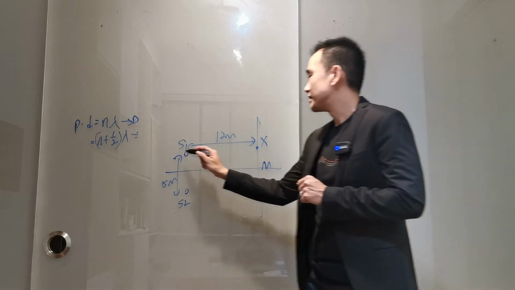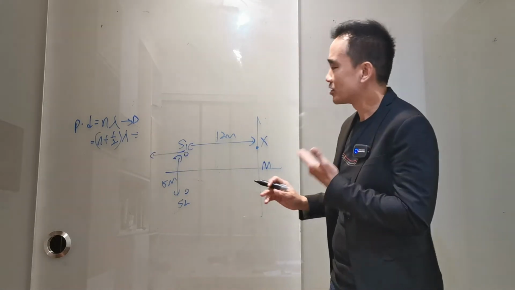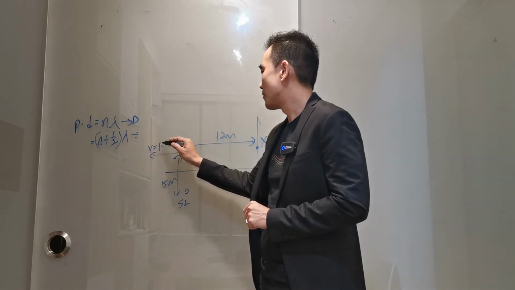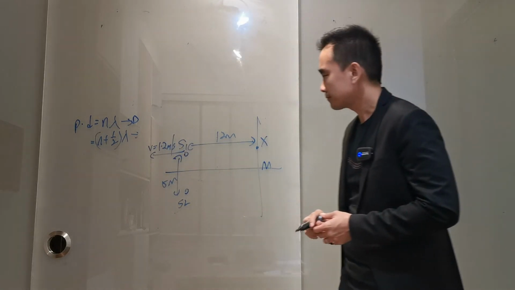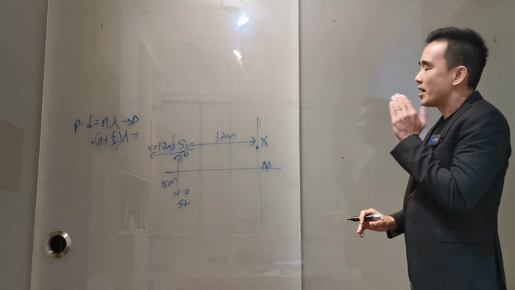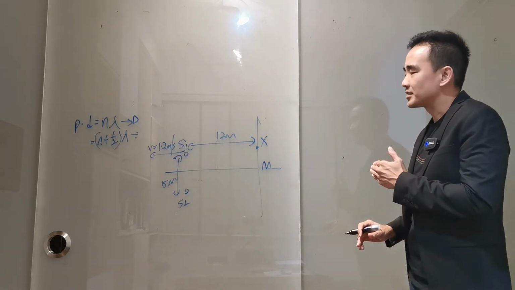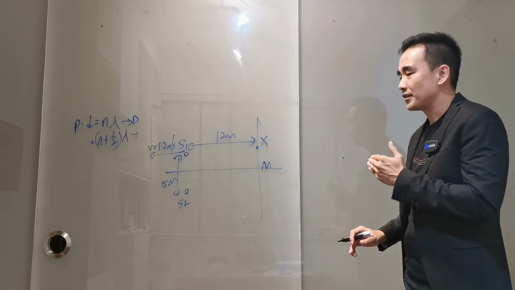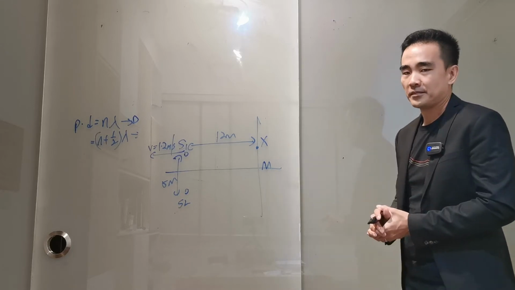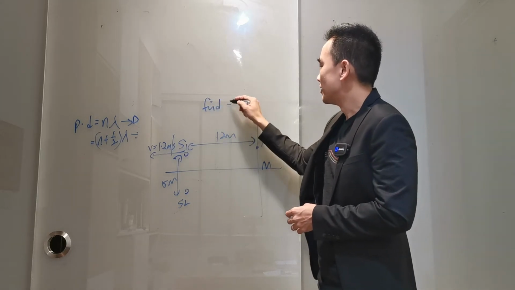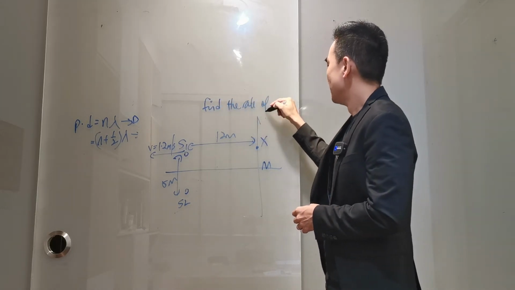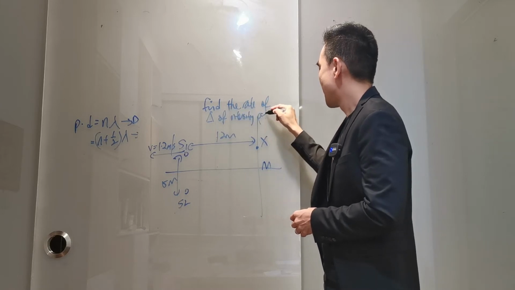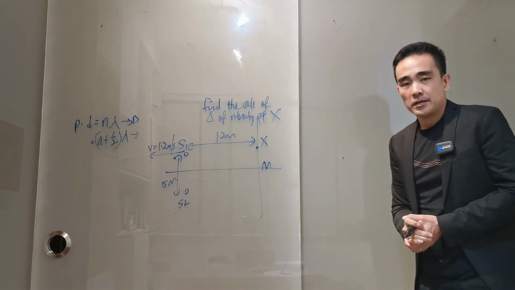Now what is different is that the source S1 over here starts to move backwards at a speed of, say, 1.2 meters per second. So what the question basically is, find the rate of change of intensity at point X.